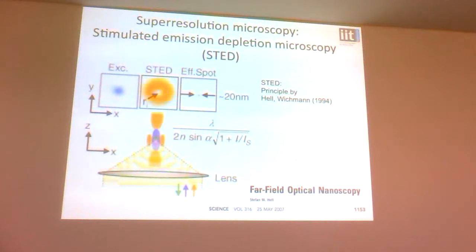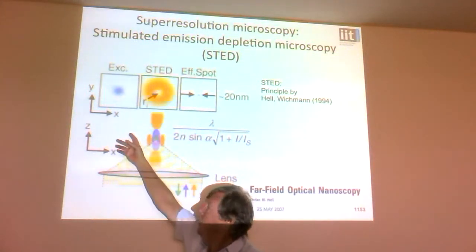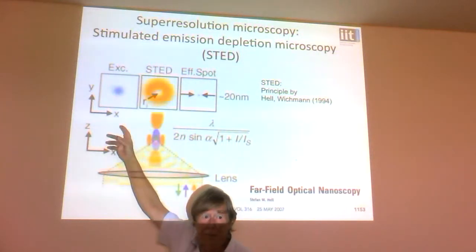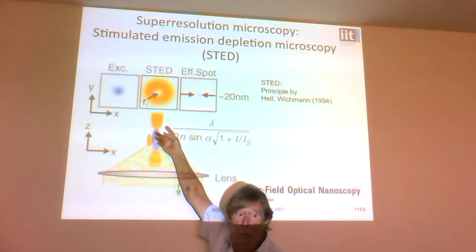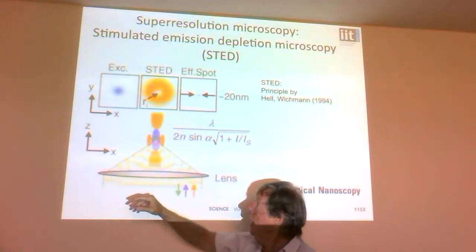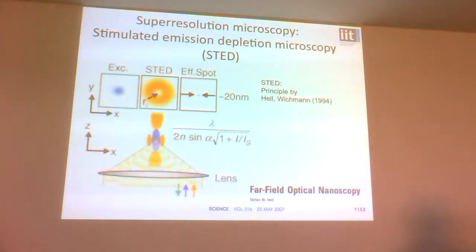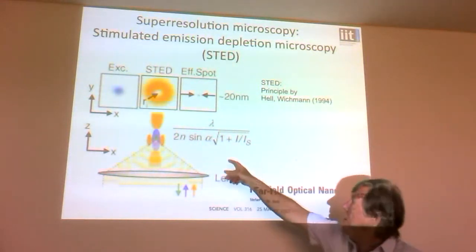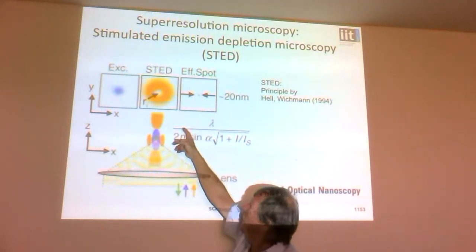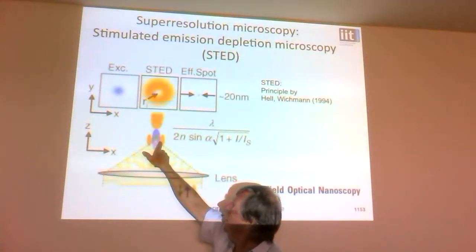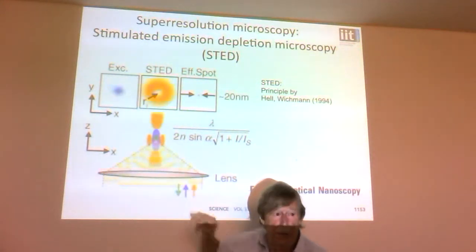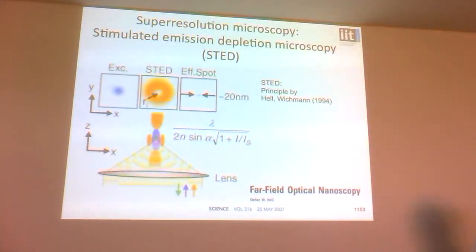STED, what you do is, I'm sure most of you know about this, you excite the fluorescent dye with a spot of light, and then you use a STED beam, which is basically a donut beam, which depletes the outer parts of that excitation pattern so that it can't fluoresce, and so you only get fluorescence from the central region. So this effective spot is the region which has not been depleted by the STED beam.